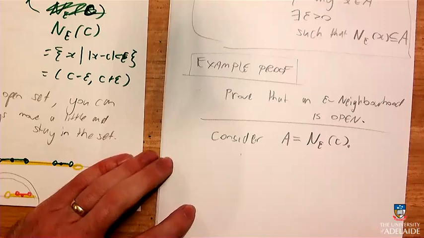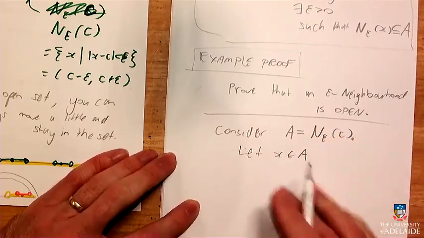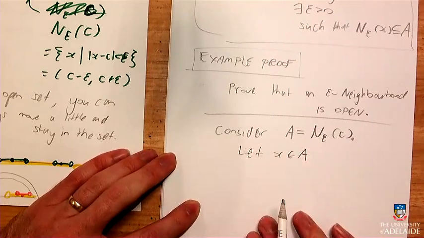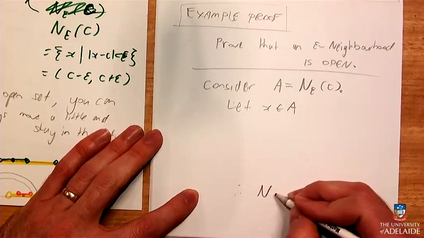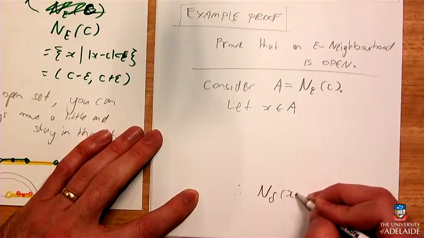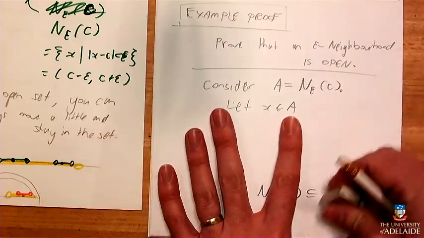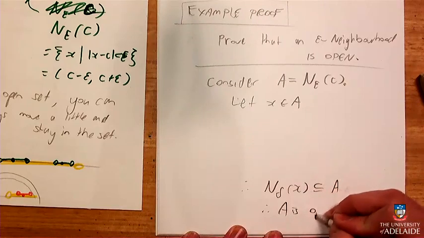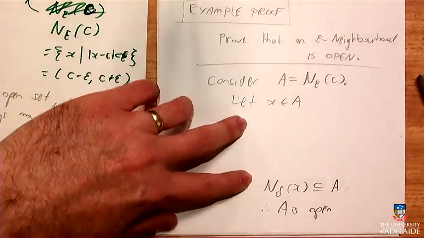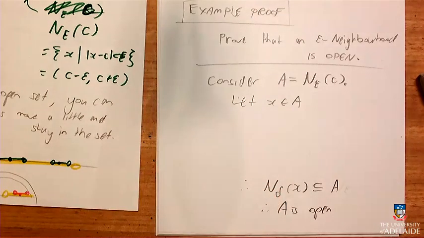So we're going to have to say, let x be in A. Somewhere along here we're going to have to tell the reader what delta is. And at the end we're going to say, therefore, the neighbourhood of delta around x is completely contained in A. And you say, therefore, A is open. But somewhere in here I have to tell the reader what delta stands for. Okay. Cool.